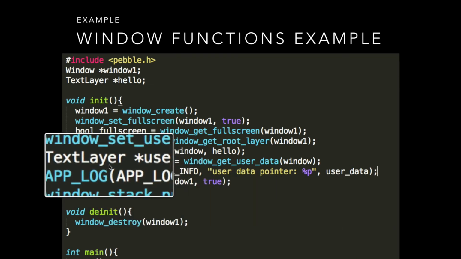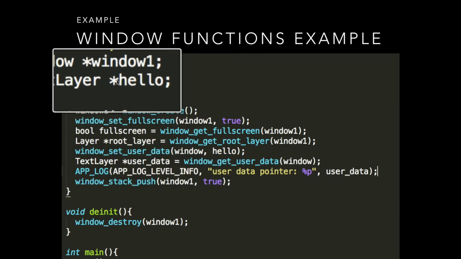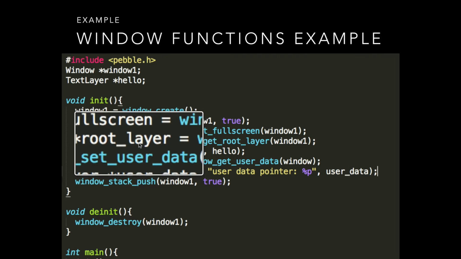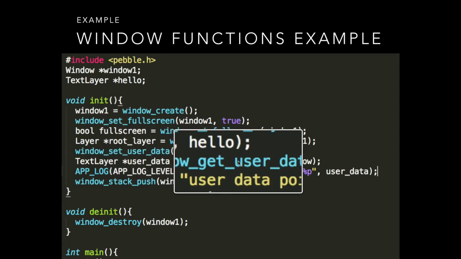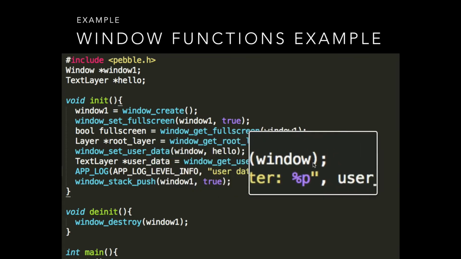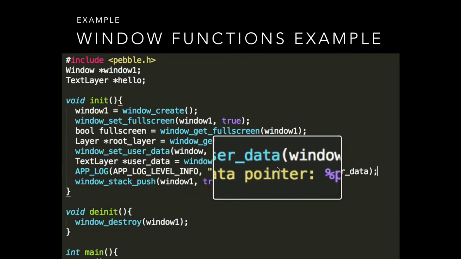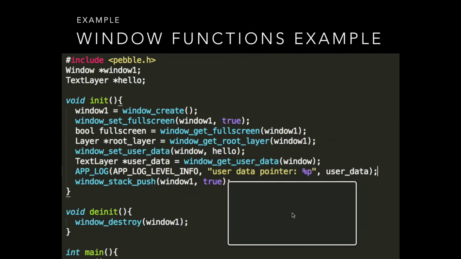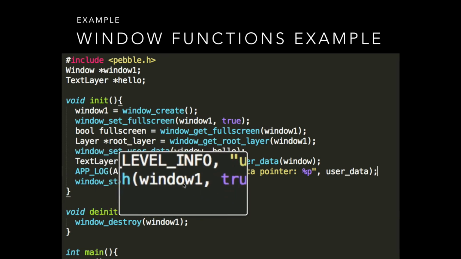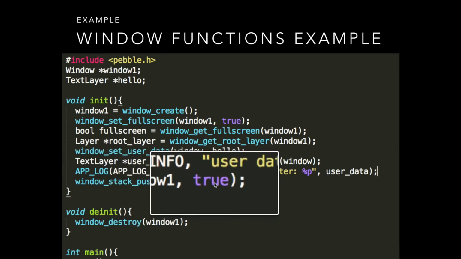And then here we have our text layer pointer user data, which is going to be equal to the pointer of hello, and we're just grabbing that user data using window get user data, and it should say window 1. Another mistake on me. And then app log will just simply print the pointer. And then window stack push, you just put the window on top of the stack and choose if you want to animate it or not.